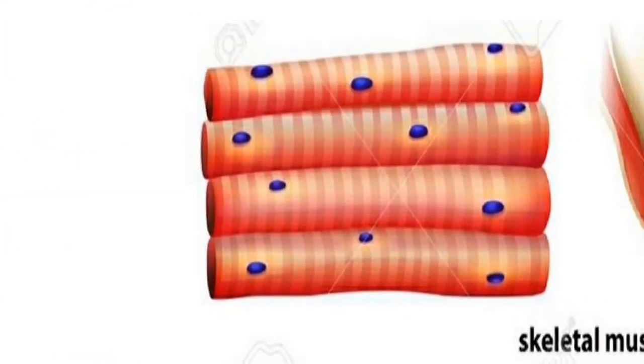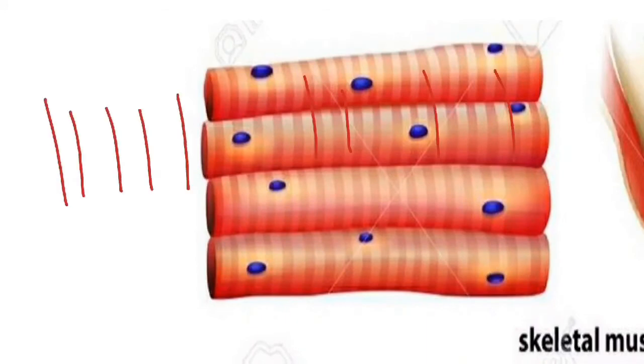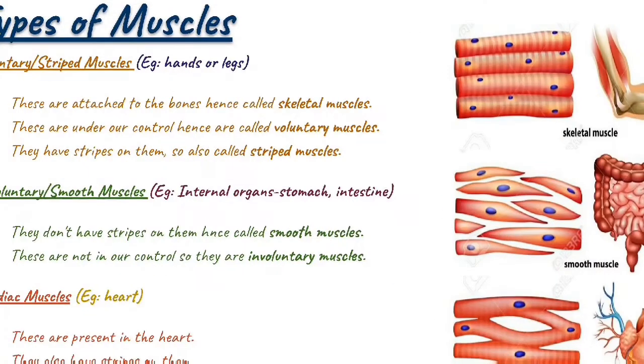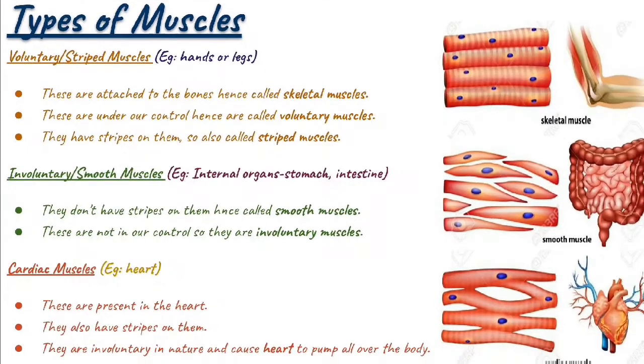Okay, so it is a kind of strip structure here, so that's why it is also called a striped muscle. Fine. So our voluntary muscles are basically striped muscles, and our skeletal muscles also. The next type of muscle is involuntary muscles.